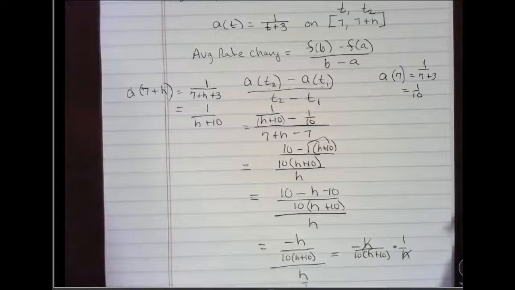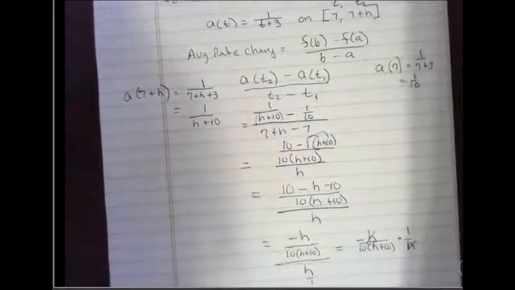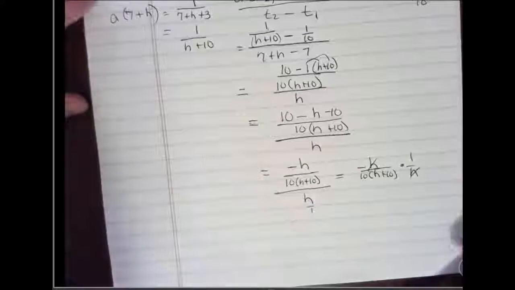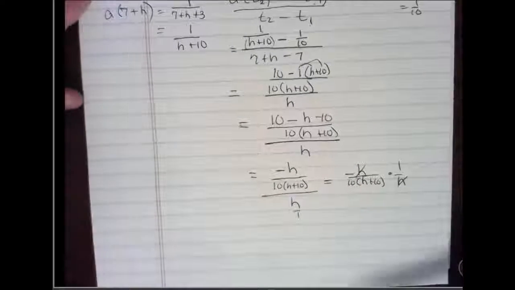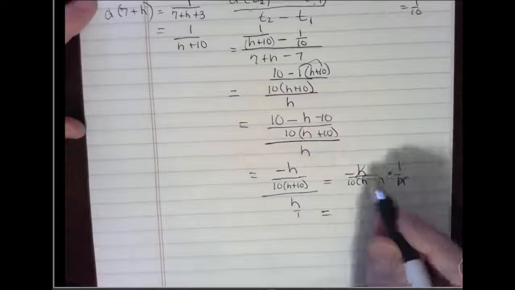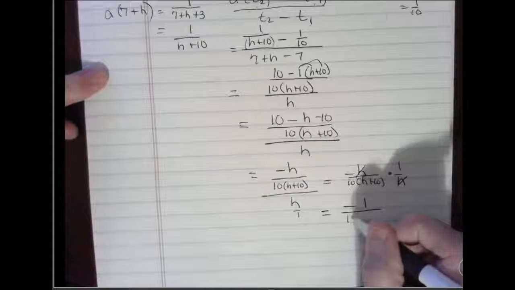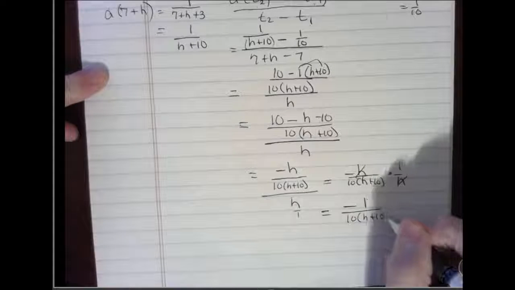So it looks like these h's cross out. I think we can get it finished here. So what am I left with? Well, this is going to be negative 1 over, it looks like I have 10h plus 10.